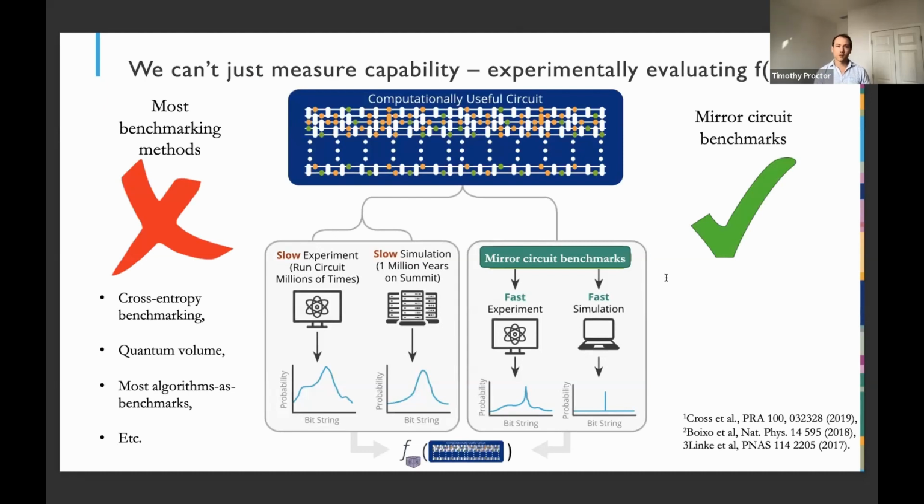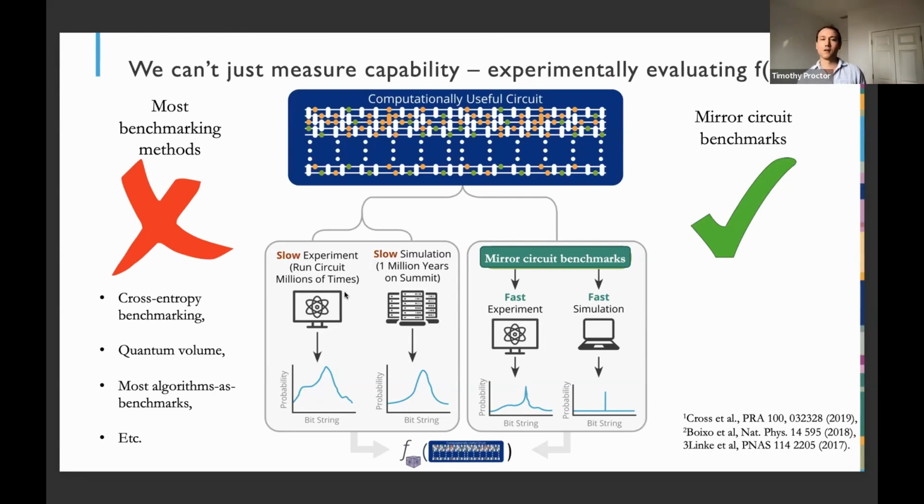But you can't just measure the capability experimentally, because you can't evaluate this function even for just a particular circuit. Say you have some large computationally useful circuit, perhaps you're trying to demonstrate quantum advantage on some problem, and you want to know what is the process fidelity with which this particular hardware will run that circuit. To directly evaluate this capability, you have to do a slow simulation that could potentially take millions of years on even a huge supercomputer.